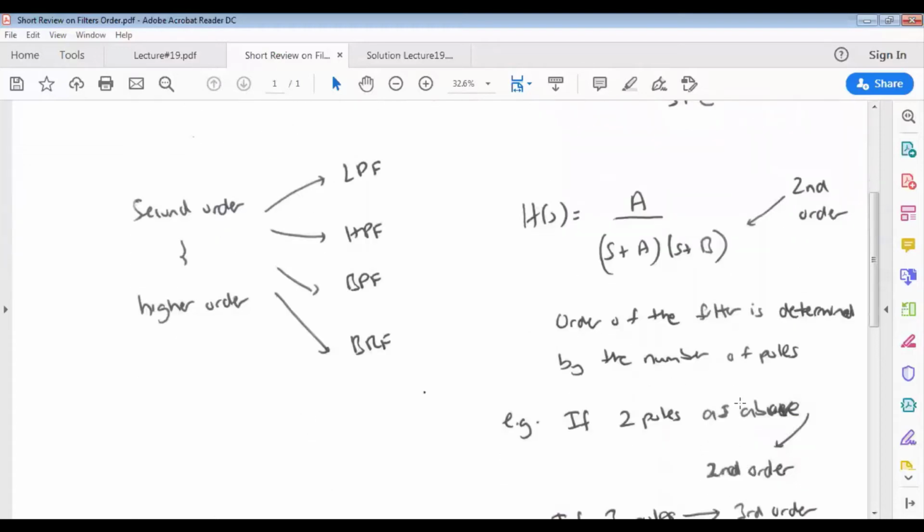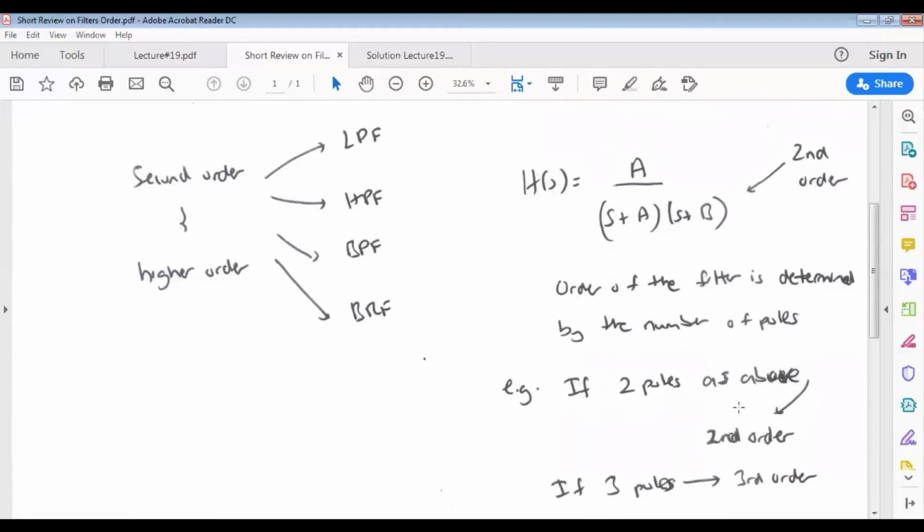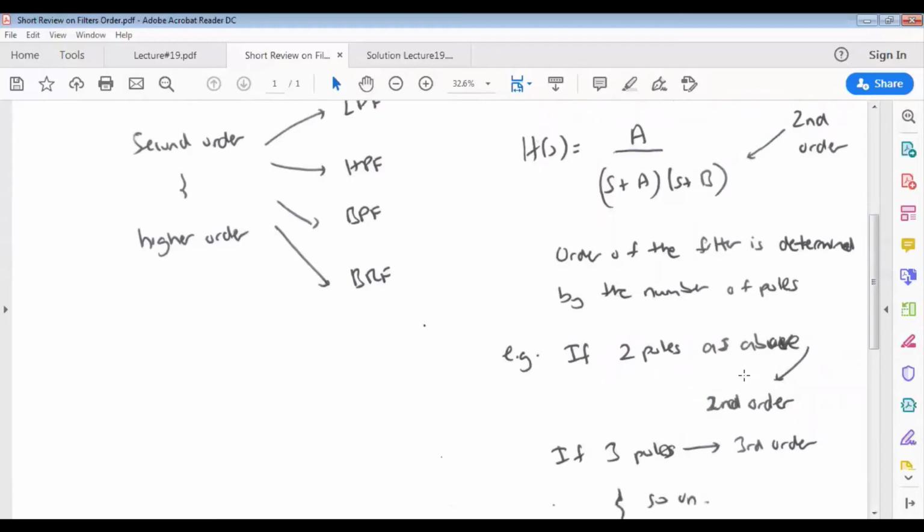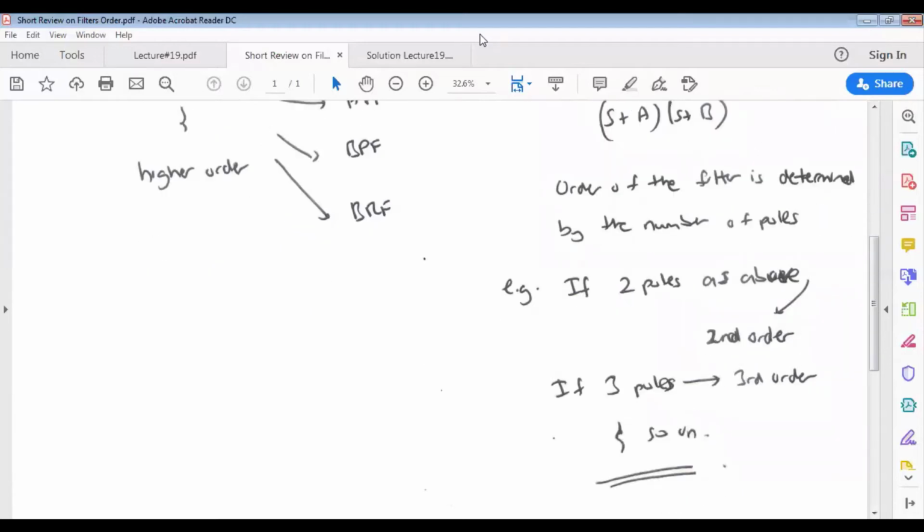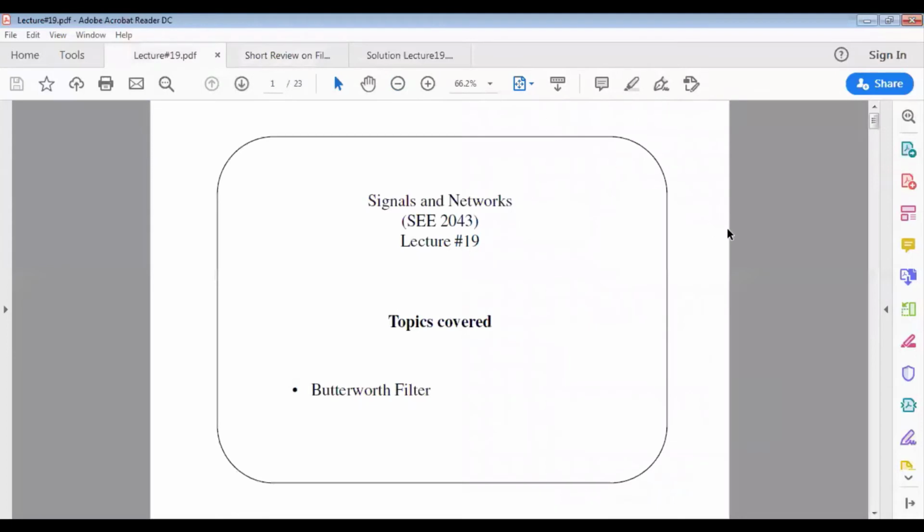Okay, so I hope by this you understand the differences between the first order type and the second order and higher order types, which will be determined solely by the number of poles in the denominator. Okay. All right. So let us proceed with lecture 19.